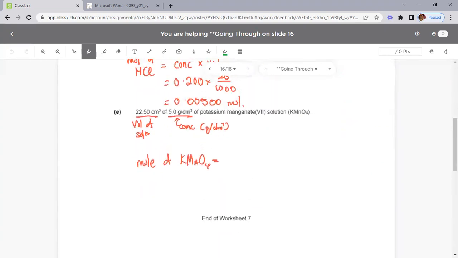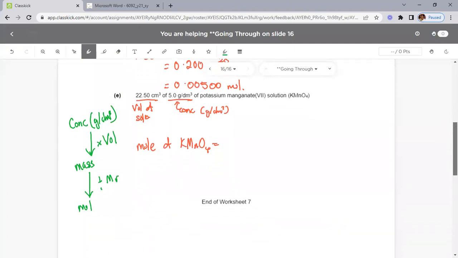So the step I'm going to take, which I'm going to write down here: I'm going to convert the concentration in terms of gram per dm cube to the mass of the substance. How to do this? I'm going to multiply by the volume. From the mass, I'm going to find the mole. In this case, I'm going to divide by the relative molecular mass.